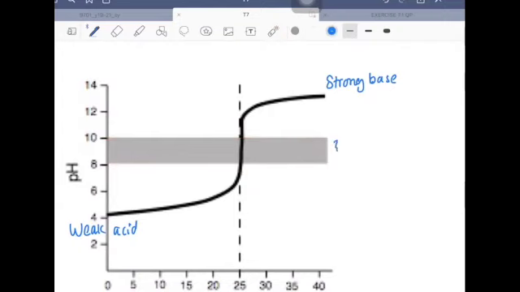So this is the pH range at which phenolphthalein changes color. Okay, so as we know, neutralization is also happening at the equivalence point.